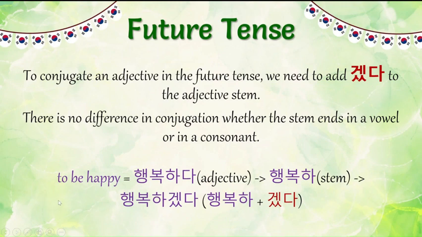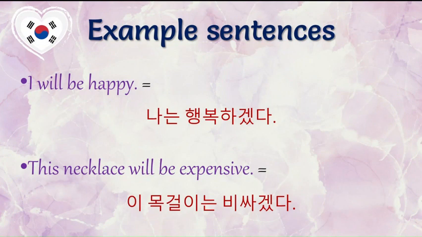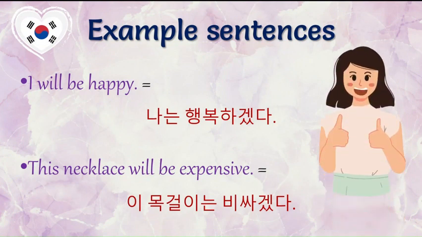For example, to be happy, 행복하다. Stem is 행복하. Now in future tense, you have to attach keta to the stem. Very simple. 행복하겠다. Okay, this is how it works. Now let's look at a few example sentences. First one is, I will be happy. 나는 행복하겠다. Very simple. I is 나는 and to be happy is 행복하다. So in future tense it becomes 행복하겠다.